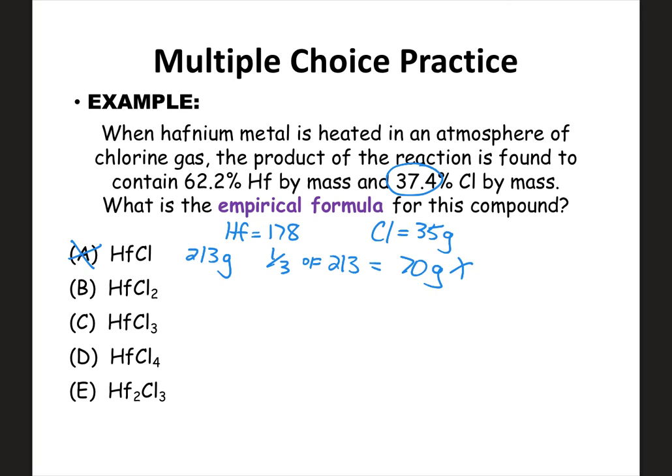When you do this, the answer, the one that should get the chlorine being about a third, remember it should be a little more than a third according to the problem, is going to be choice C, the HfCl3. So I strongly urge you to work through the math here by hand and make sure you can get that answer.